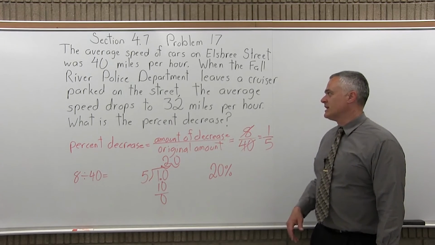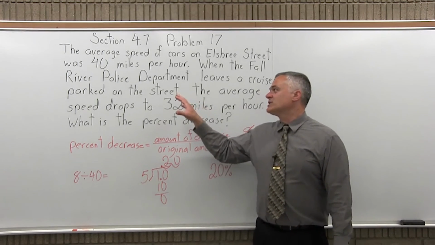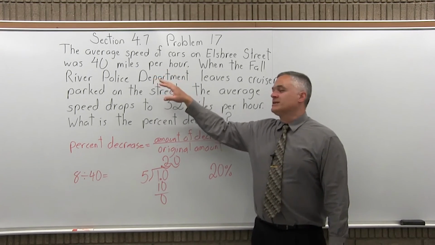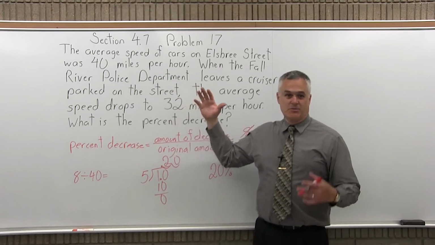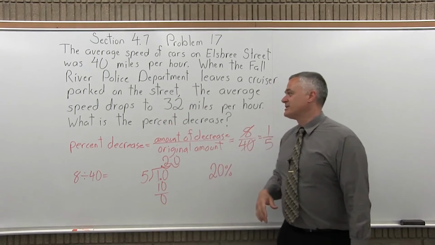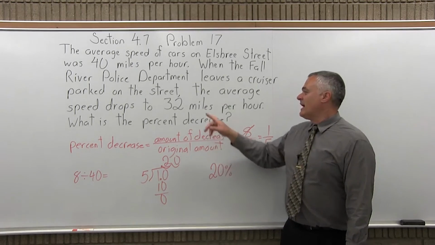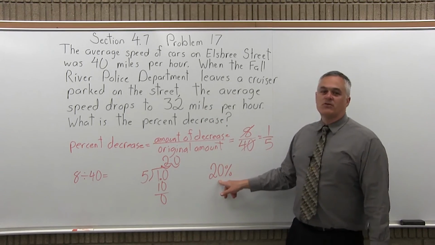So it's 20%. So if your average speed drops from 40 miles an hour to 32 miles an hour because people driving by see a police cruiser parked on the side of the road and they don't want to get a ticket, that represents a 20% drop in speed.